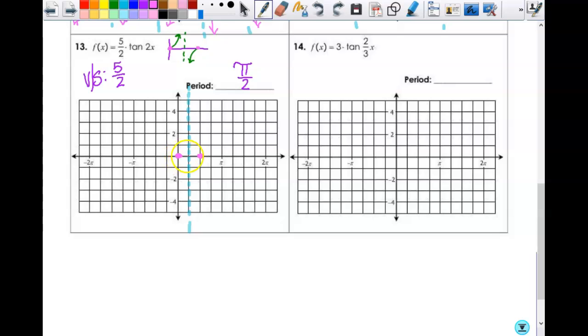So halfway in between those two at pi eighths, my parent function's at 1, but I have a vertical stretch of 5 halves, so I'm really at 2.5 right there. And then halfway in between these two, I go to -2.5. And so there's one cycle through pi halves. Okay? So every other point is a 0, and I can go finish that off.